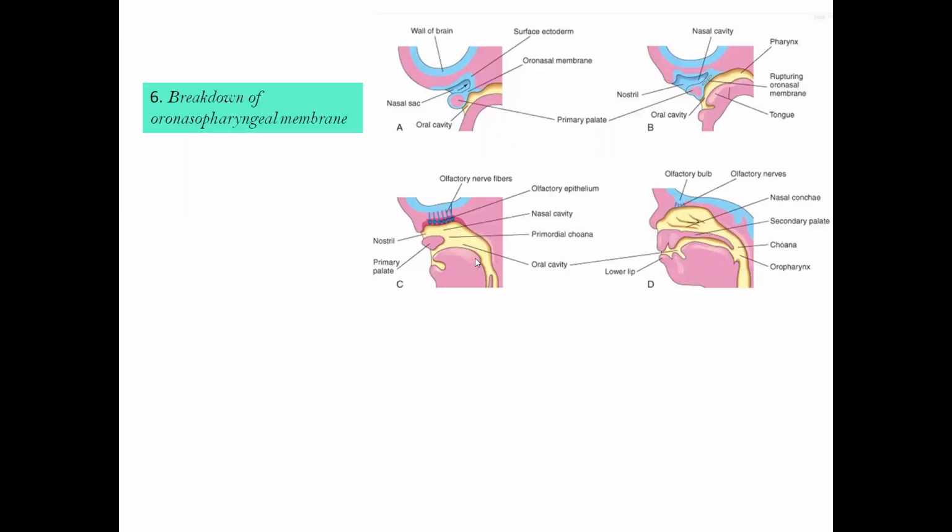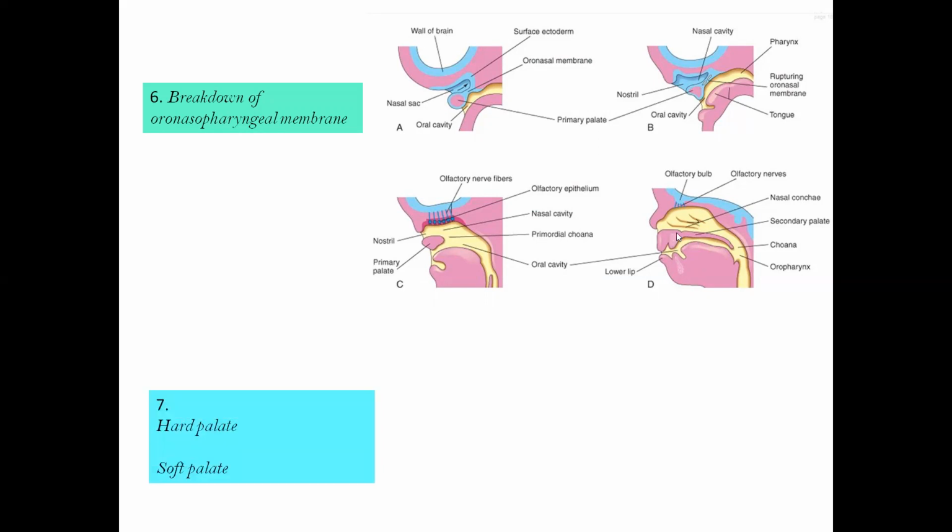In this picture, this is the developing nasal cavity. It is separated from the developing oral cavity by the primitive palate and the oronasopharyngeal membrane. Around 6th week, the oronasopharyngeal membrane ruptures and the nasal cavity communicates with the oral cavity behind the primary palate. With the formation of the secondary palate, the oral cavity is separated from the nasal cavity above.